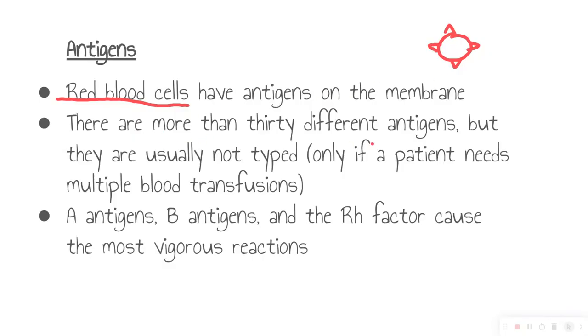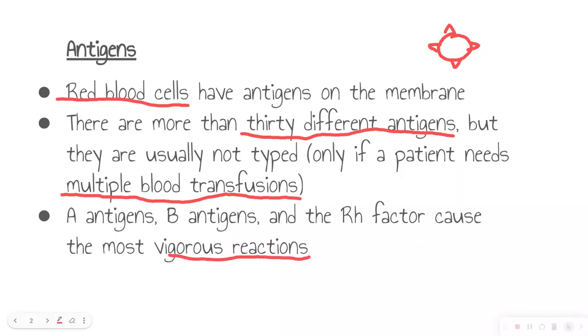And there are actually more than 30 different types of antigens. But they're not usually typed, so we're not usually going to look at all of those 30 different antigens. We're only going to do that if a patient is going to need multiple blood transfusions, so if they're receiving blood from multiple different people. A antigens, B antigens, and the Rh factor are going to cause the most vigorous reactions, so those are going to be the antigens that we are typing. So we would look at a red blood cell and we would look for the presence of A antigens, B antigens, and that Rh factor.